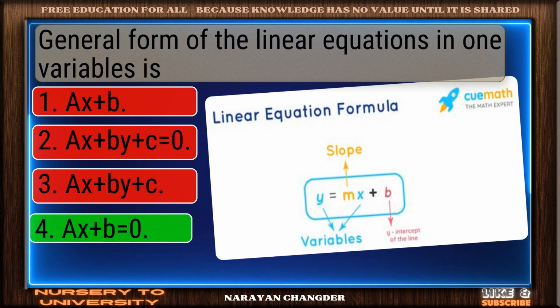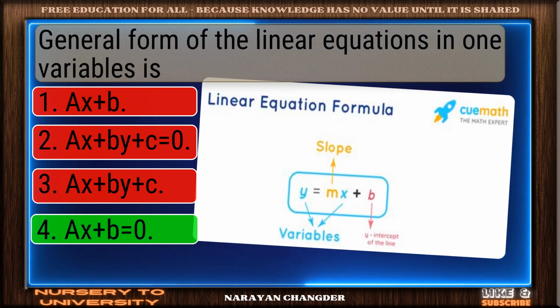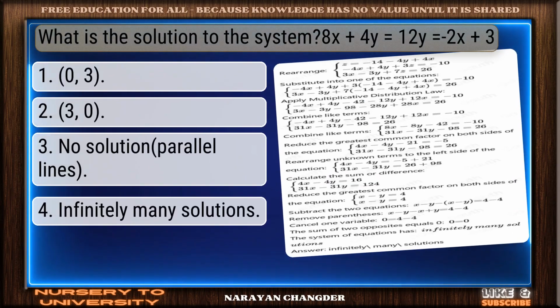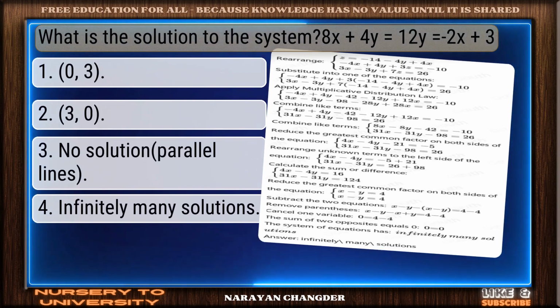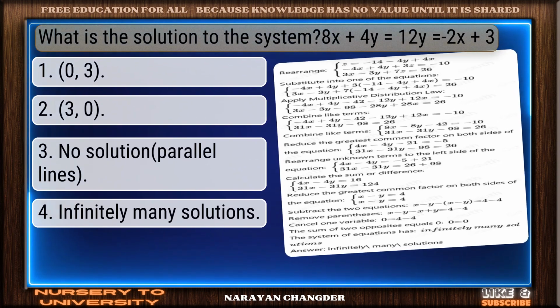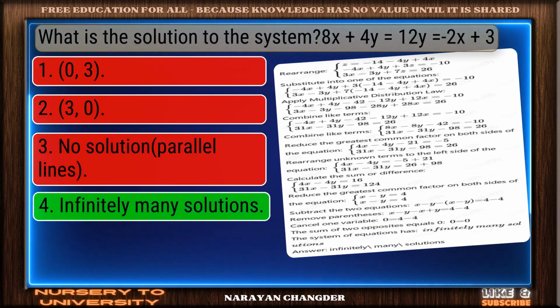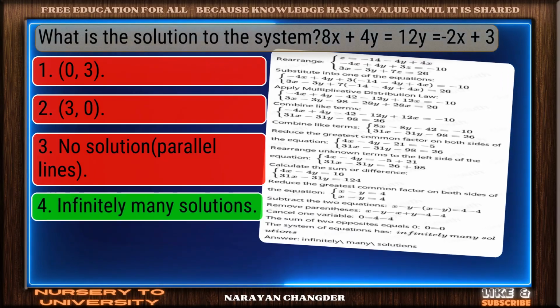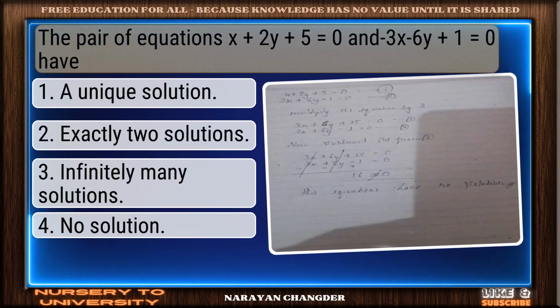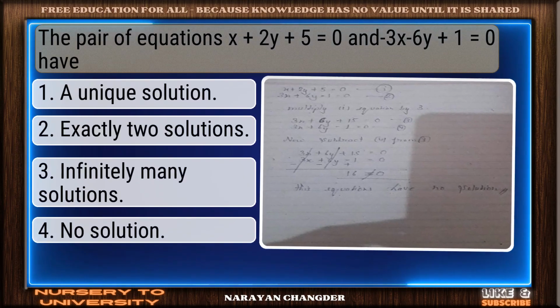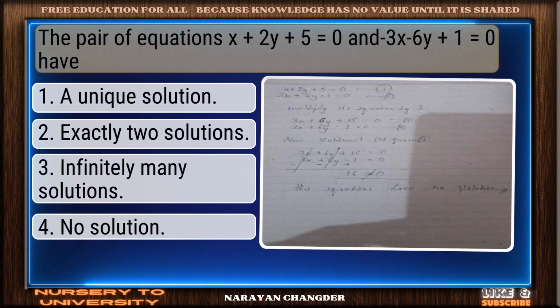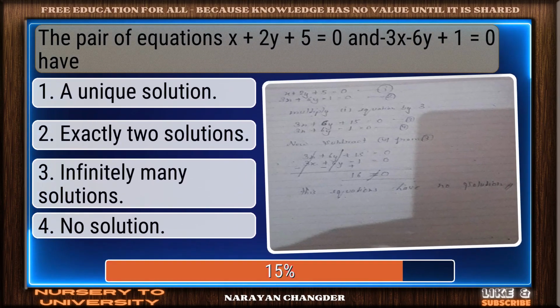You got it. ax plus b equal to 0 fits. What is the solution to the system? 4x plus 4y equal to 12, y equal to 2x plus 3. Correct response. Infinitely many solutions is accurate. The pair of equations x plus 2y plus 5 equal to 0 and 3x plus 6y plus 1 equal to 0 have.